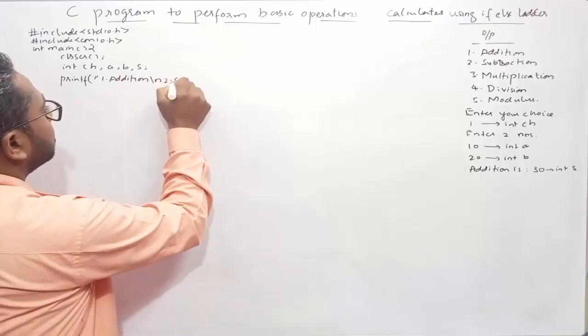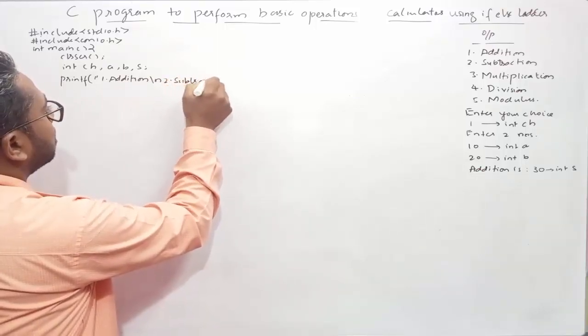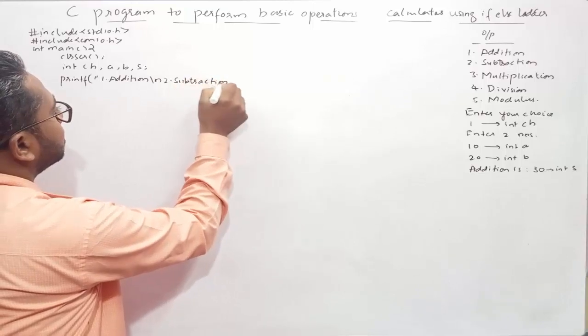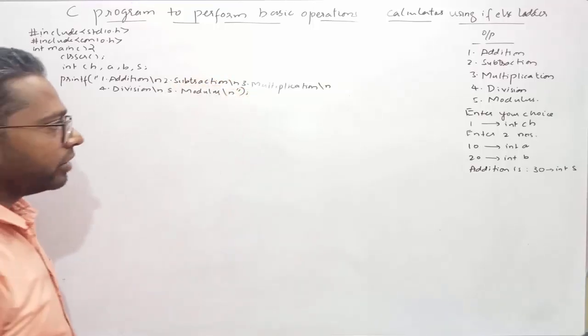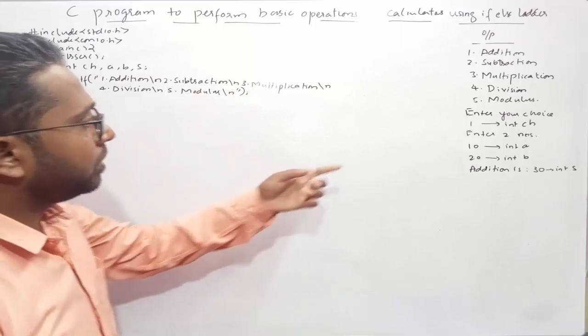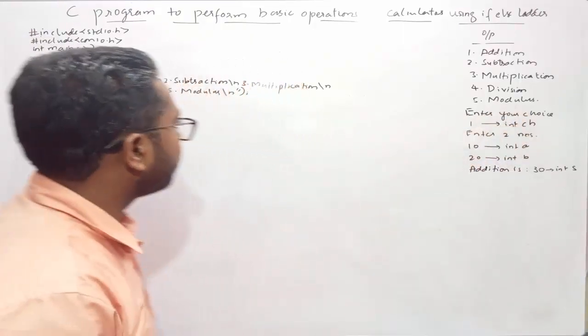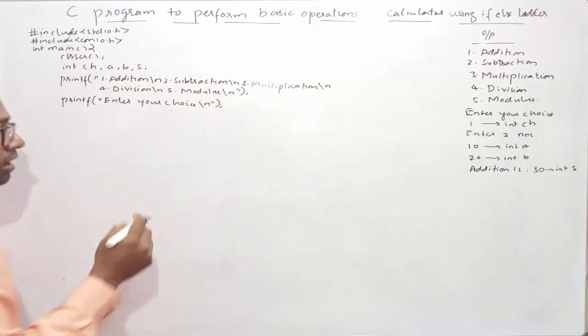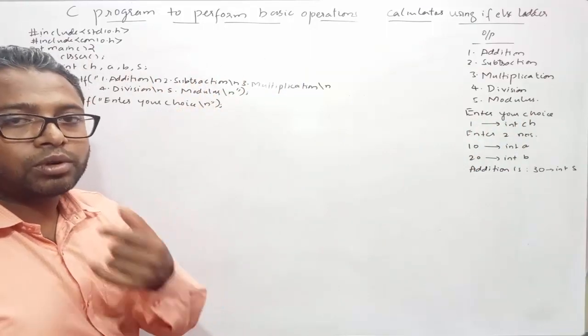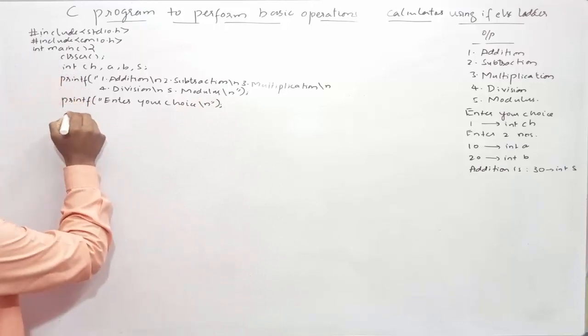2 dot subtraction, backslash n, double quote and then semicolon. Now I need to display this message, enter your choice. Now I need to read the user's choice from the keyboard using the input function scanf.